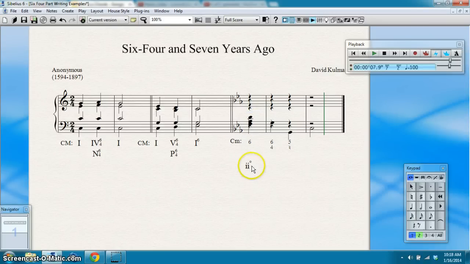So I didn't need to add that. There it is, 2 diminished 6. So here we have 6/4 above a G, so a sixth above G is E flat, and a fourth above G is C. So we have a C minor triad with G in the bass, 1/6/4. Since we're in minor, it'll be a minor 6/4 chord.